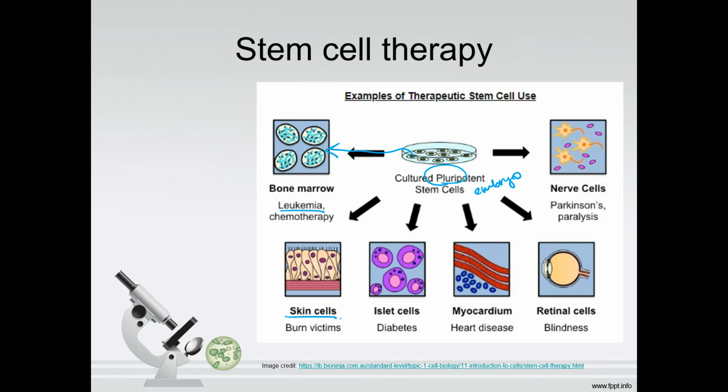We can use stem cells to differentiate into skin cells for burn victims. Islet cells are in the pancreas, so people with type 1 diabetes, we can treat their diabetes with stem cells that can differentiate into cells that produce insulin. People with heart disease, we can use stem cells to make new heart muscle. We talked about Stargardt's disease and replacing retina cells. We talked about Parkinson's and replacing nerve cells with stem cells. So lots of amazing things that we can do.